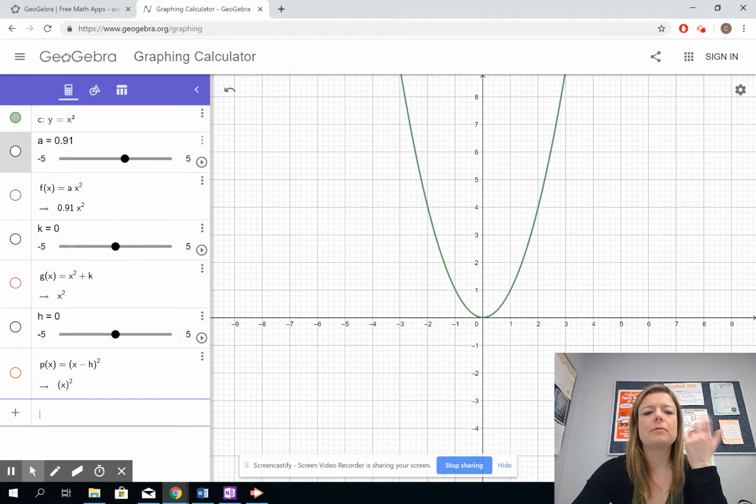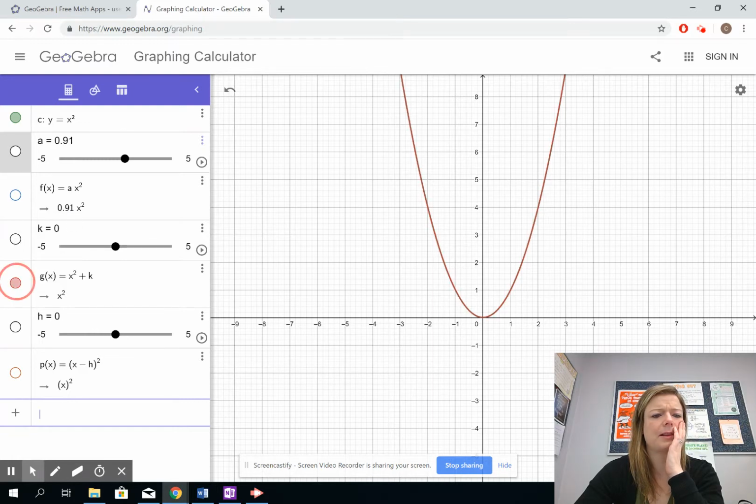So here's our normal x squared. Notice here it says x squared plus k. Right now k is 0, so x squared plus 0. So it's the exact same parabola. But what happens if k goes up?